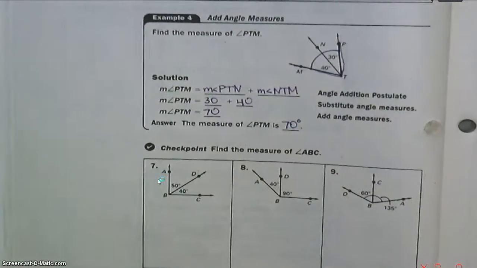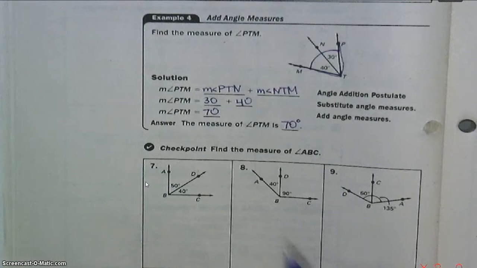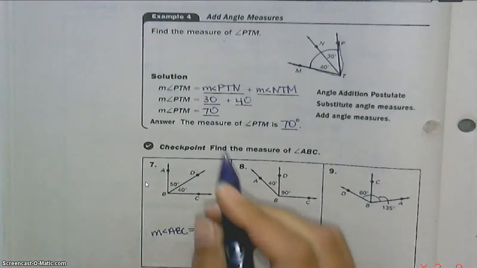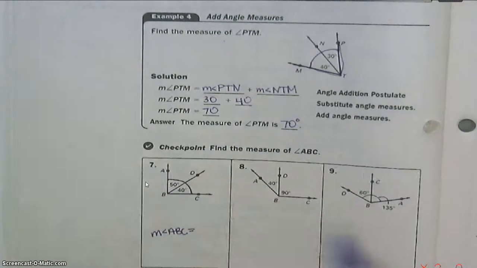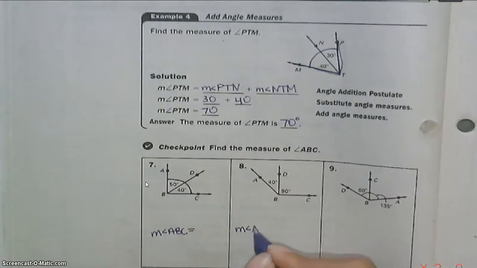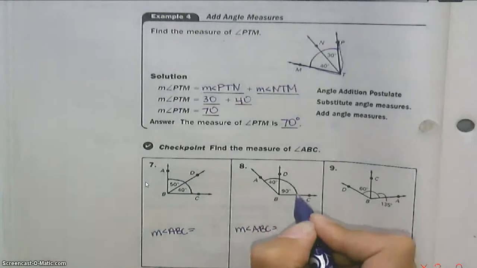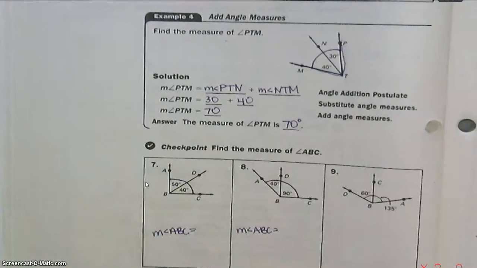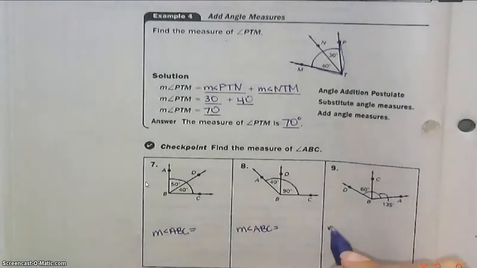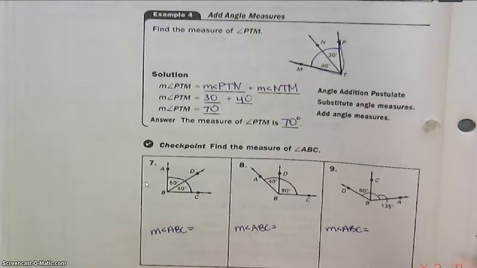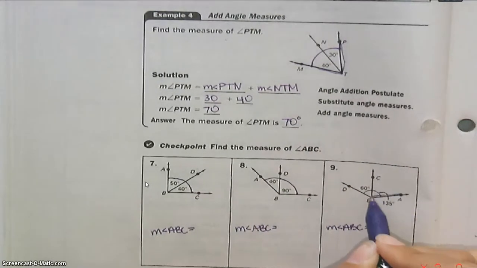All right, checkpoint. You need to find the measure of angle ABC. Measure of angle ABC. So this whole angle. Go ahead and do those now. But this one I want to do with you because it's a little bit trickier. Look where ABC is now.